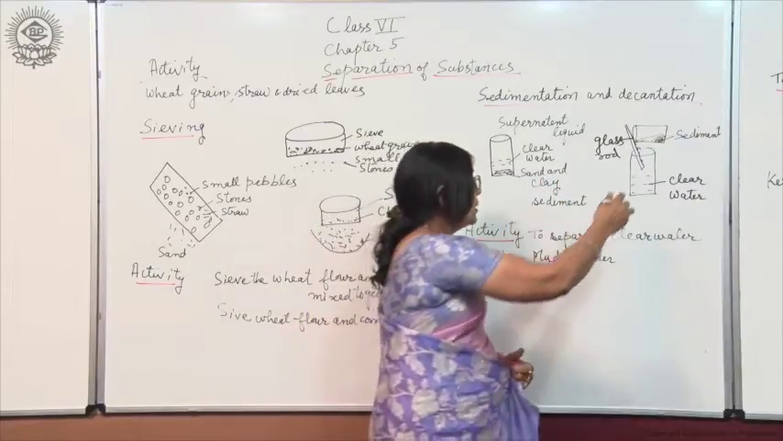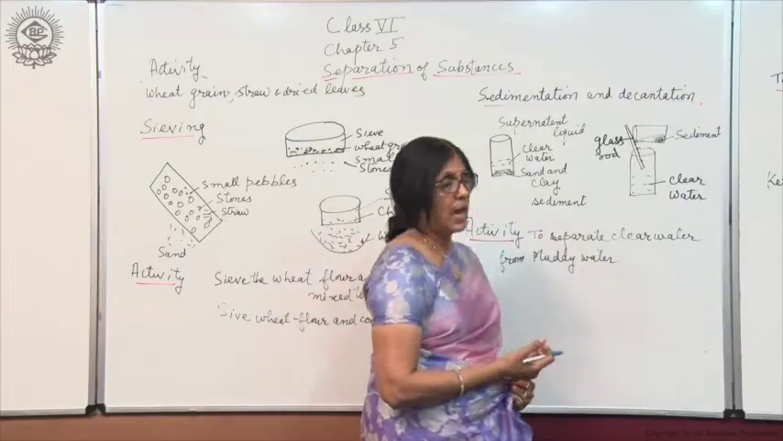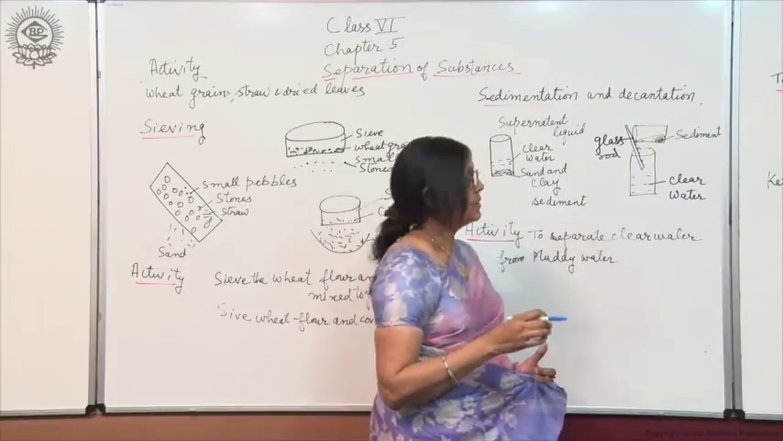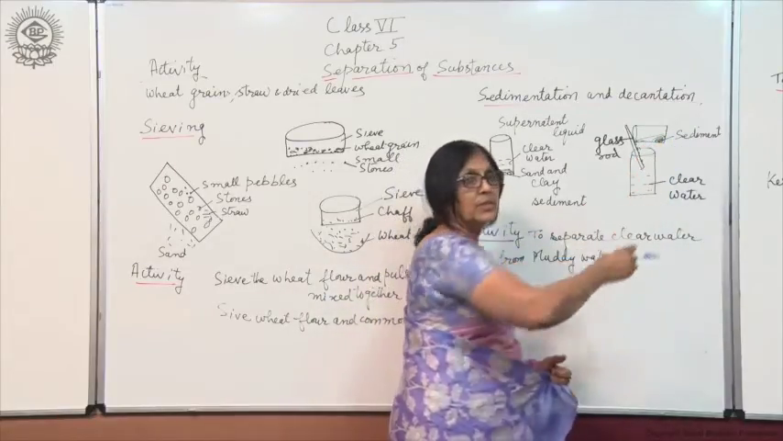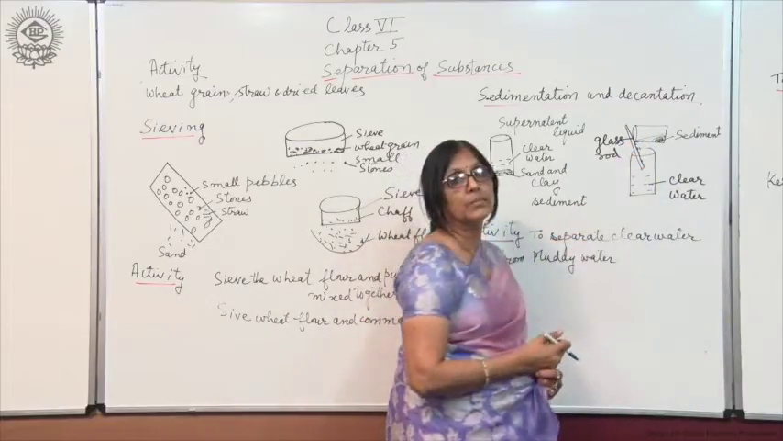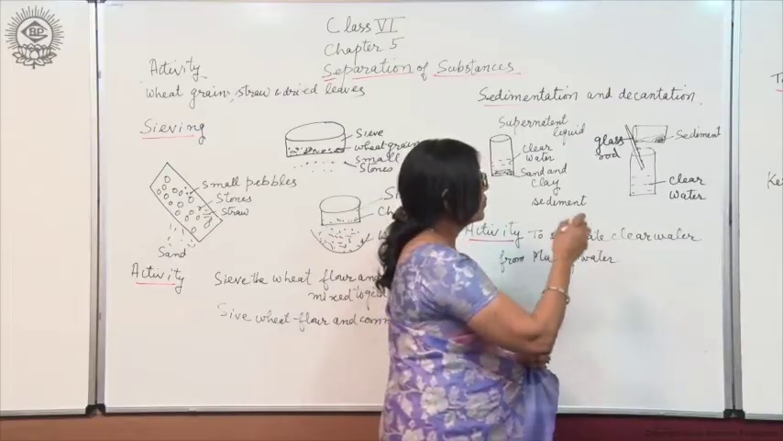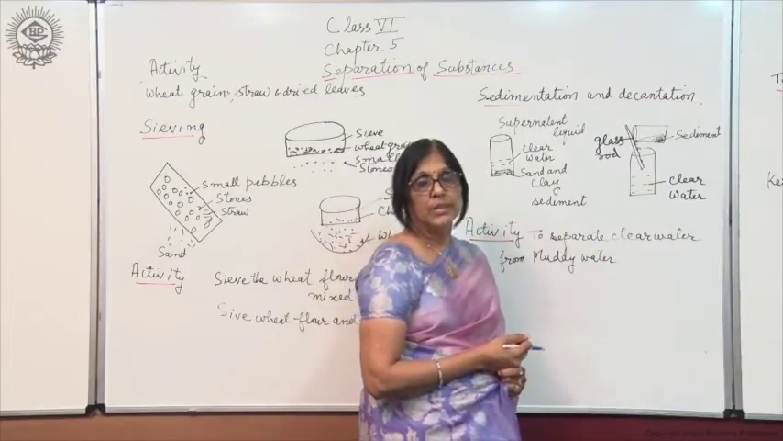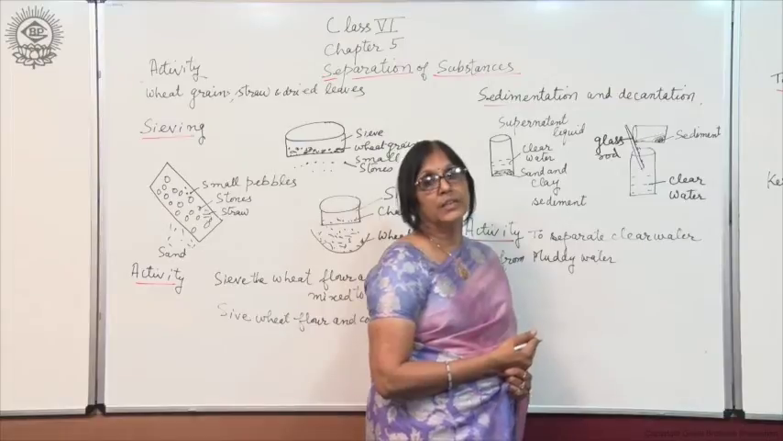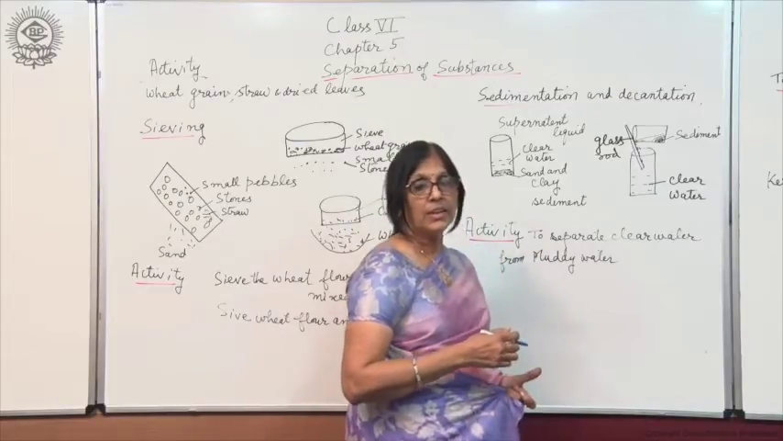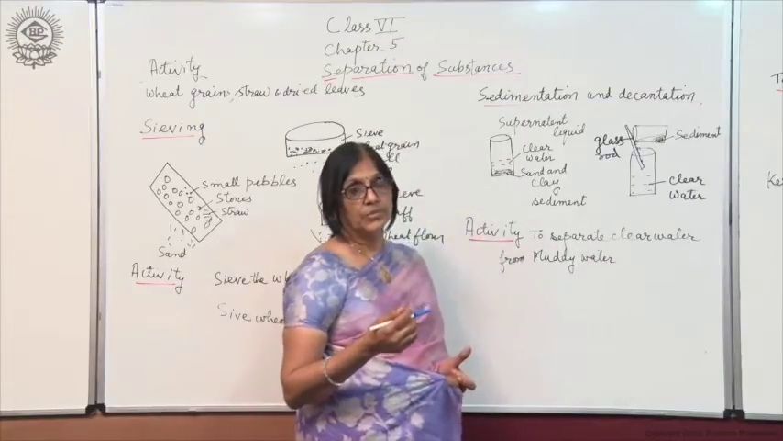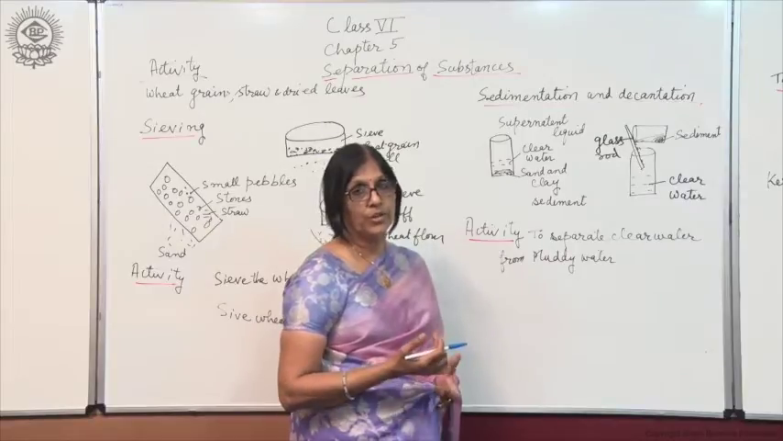How? You can take another clean glass or beaker and with the help of a glass rod, very carefully, slowly, without disturbing the sediment, transfer this clear liquid with the help of this rod into another beaker. And this process of transferring the clear liquid into another beaker without disturbing the sediment is called decantation. So by sedimentation and decantation, the insoluble heavier substance can be separated from water.